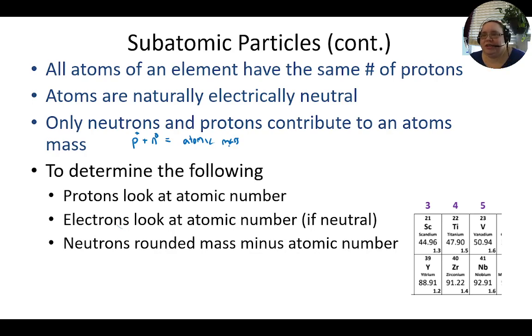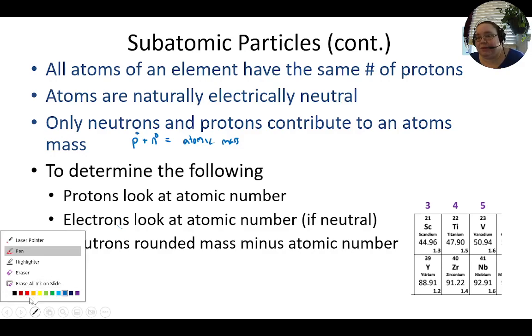Now, if you're trying to determine some of the following information, to get your protons, you just look at that atomic number. To determine the number of electrons, if it's a neutral element, you also look at the atomic number. If it's neutrons we're trying to figure out, what we're going to do is take that mass number or that average atomic mass and round it to a whole number and then subtract from it the atomic number.